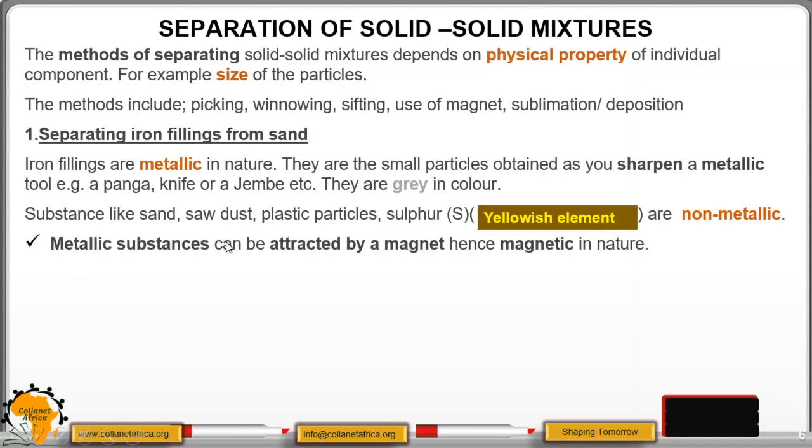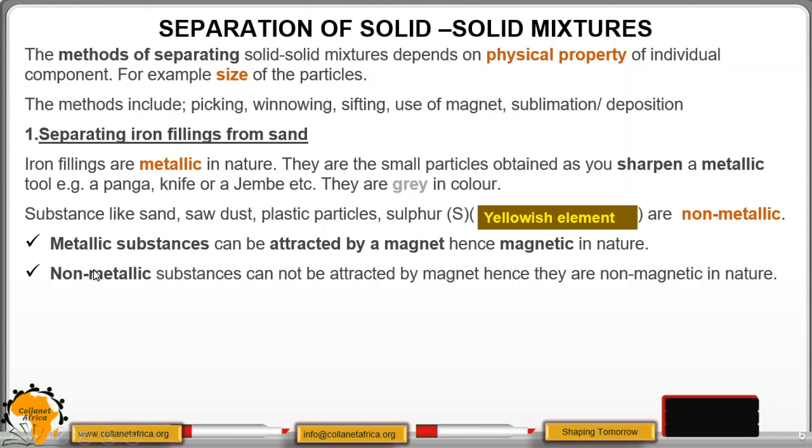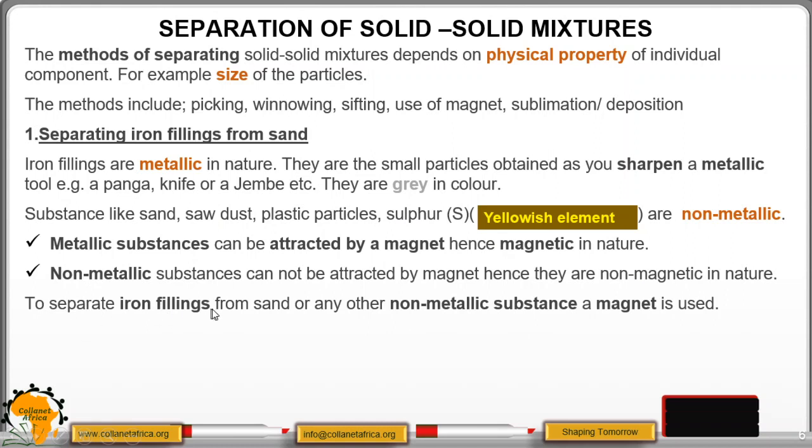So metallic substances can be attracted by a magnet, hence magnetic in nature. On the other hand, non-metallic substances cannot be attracted by a magnet, hence they are non-magnetic in nature, like sulfur, plastic, and sawdust or sand. To separate iron filings from sand or any other non-metallic substance, a magnet is preferred.